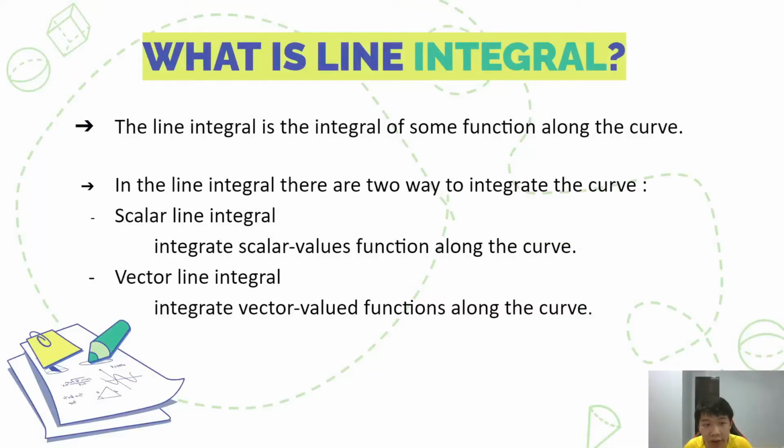So, what is line integral? The line integral is the integral of some function along the curve. In the line integral, there are two ways to integrate the curve, which are the scalar line integral and the vector line integral. The difference between these two is that the scalar line integral integrates a scalar value function along the curve, while the vector line integral integrates a vector value function along the curve.